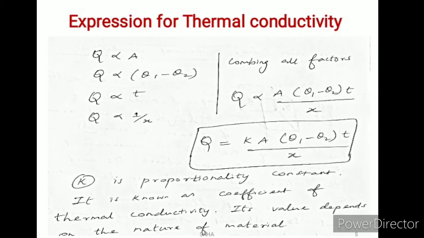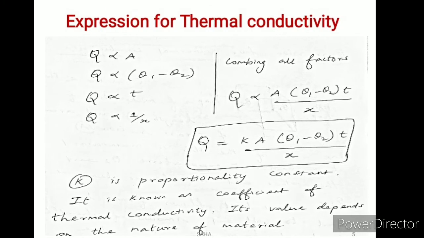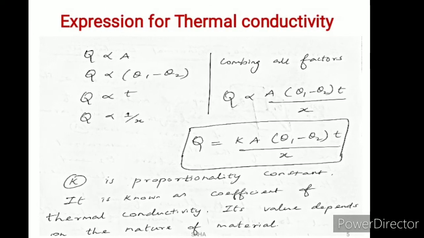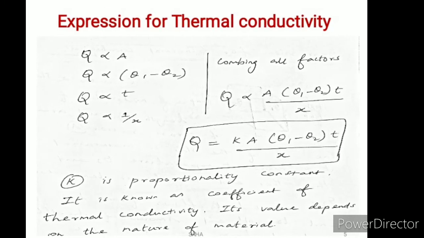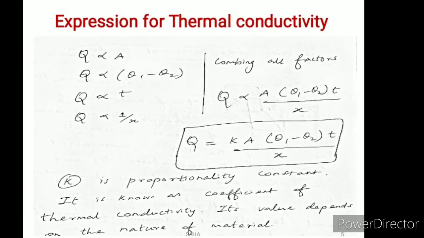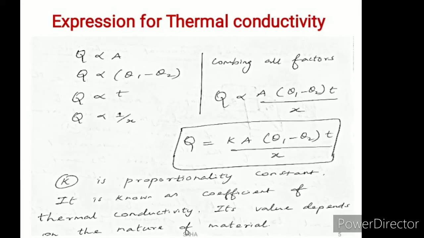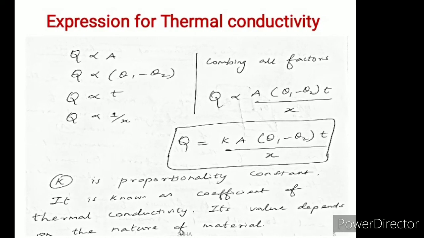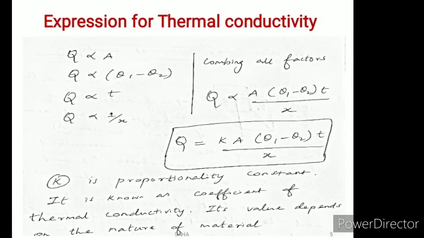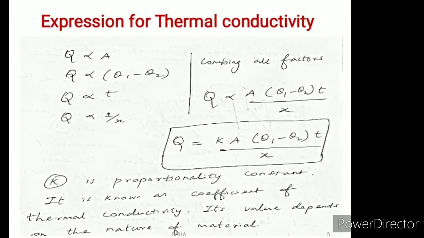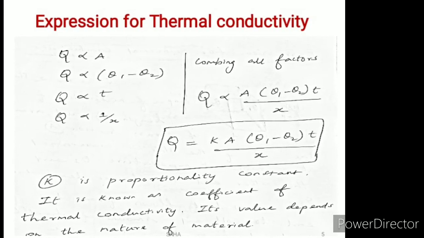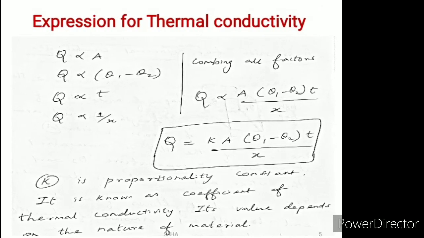If you want to remove the proportionality, we must add a constant. So Q is equal to K A (theta 1 minus theta 2) t divided by x. Here K is a constant, called the proportionality constant, otherwise also known as the coefficient of thermal conductivity. Its value depends on the nature of the material.